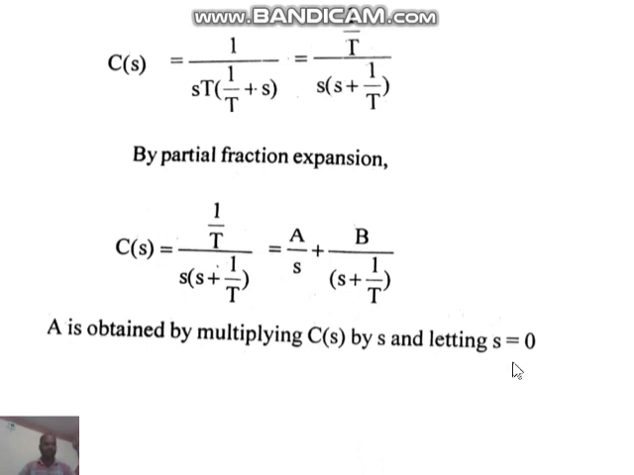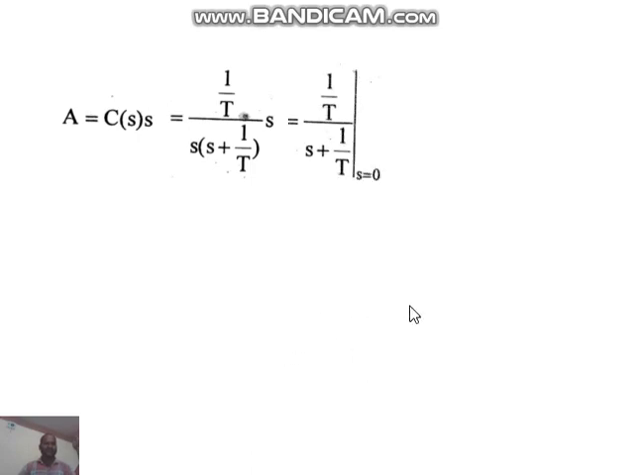This is the procedure to find the value of capital A. Therefore, A is equal to C of s into s, that is 1 by T by s into (s plus 1 by T), into s. The s cancels, so we get 1 by T by (s plus 1 by T). Substitute s equal to 0. Therefore 1 by T by 1 by T, that is equal to 1. The A value is 1.